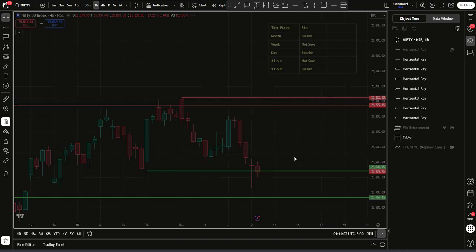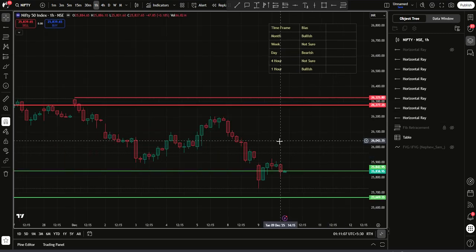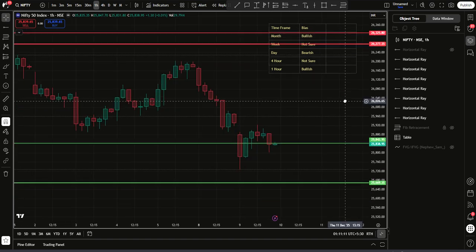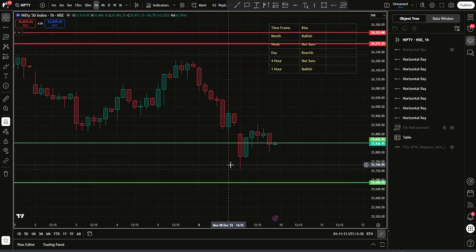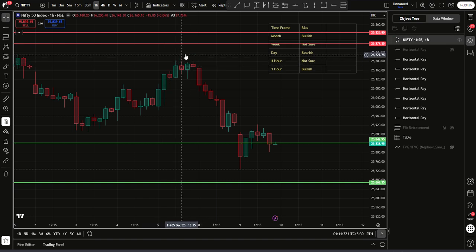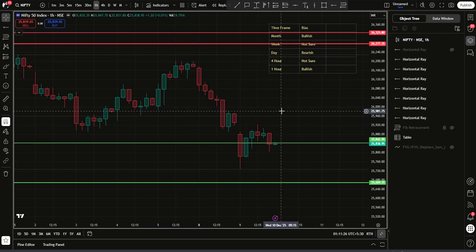And next is the hourly time frame. In the hourly time frame, Nifty has become bullish. Why is it bullish? Because this low and this low, so we have created higher lows. But you see this high and this high, it is lower highs also. So don't be confused between bullish and bearish.